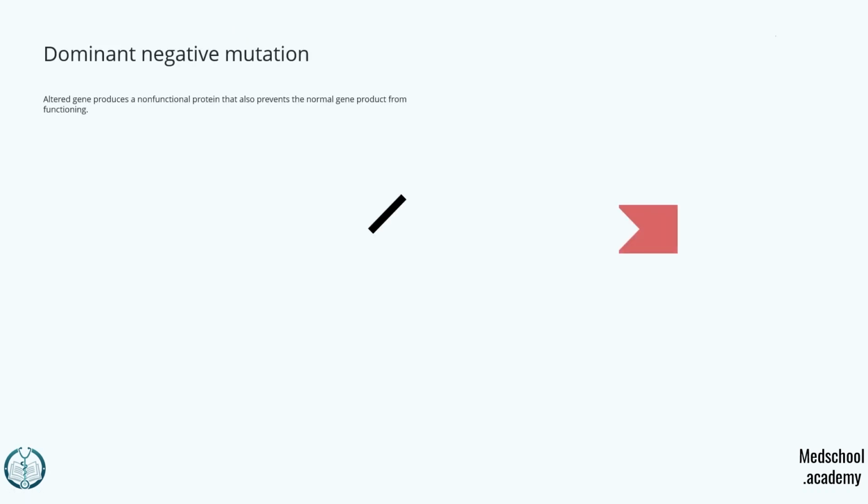Next, we have dominant negative mutation. This is when an altered gene produces a non-functional protein that also prevents the normal gene from functioning. For example, let's take P53 here. So let's say this is a P53 protein. So we know P53 usually works as a tetramer right here.